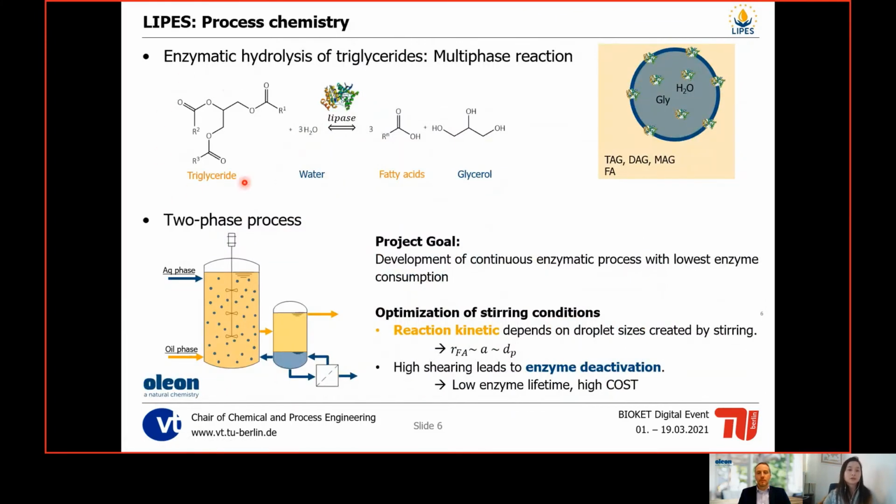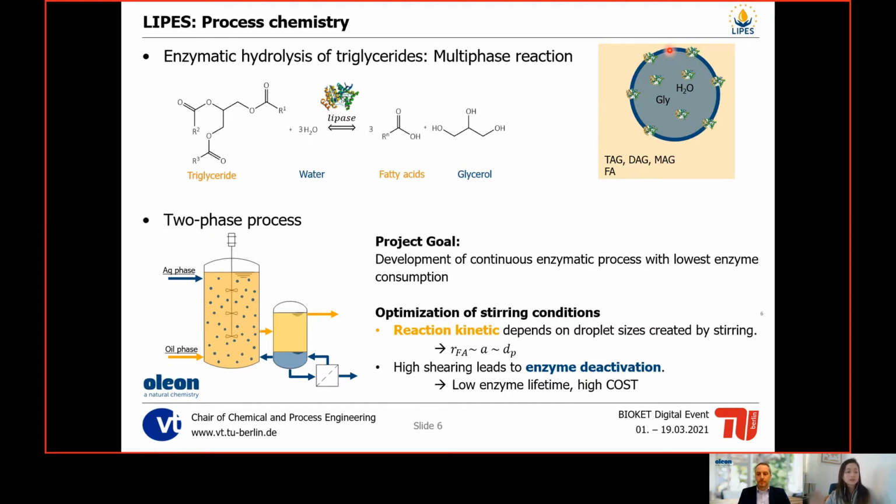We have triglycerides, which are soluble in the vegetable oils, which have to react with water. So here we have oil and water, and we have to mix them so that the lipase itself can be adsorbed on the interface between oil and water and then can react with the two different substrates. Therefore, the reaction rate is dependent on how much surface area we have inside the reactor. The bigger the surface area, the smaller the drops. That means the reaction rate is going to be faster.